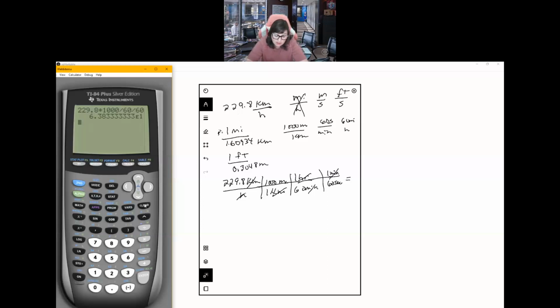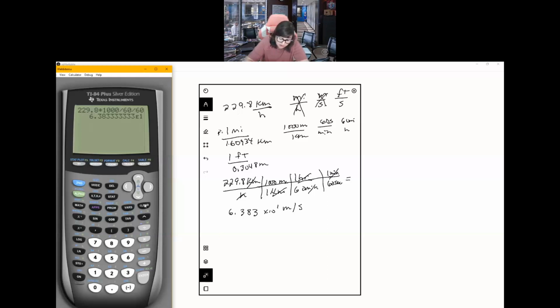Okay, fine. I know I still have 4 sig figs from the 229.8. So 6.383. Next number is 3, so I leave it. 6.383 times 10 to the first. And that is meters per second. Woohoo! All right, now I'm done with that one.